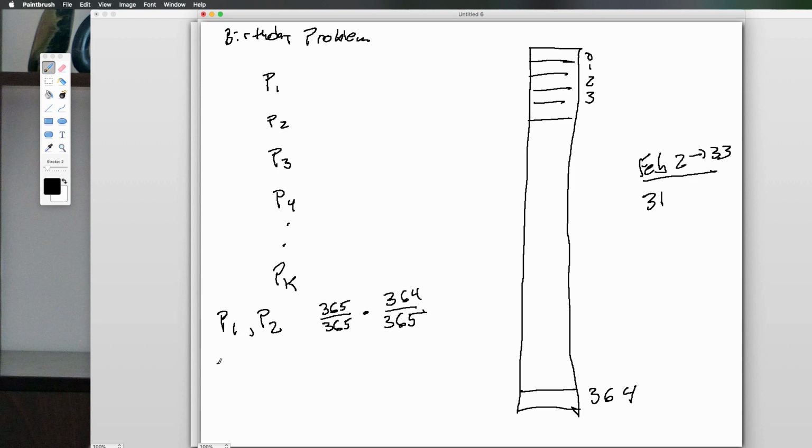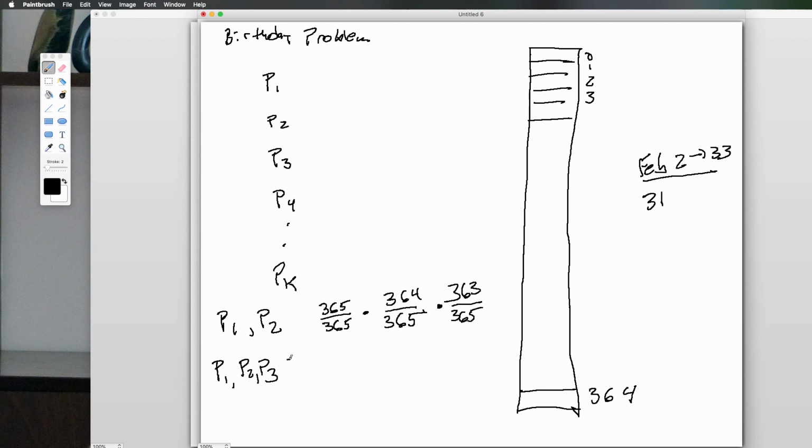If I had three people, the probability that all three of these people have different birthdays would just be, well, here's the probability that two people have different birthdays, and now the third person has to pick from the remaining days. That's going to be 363 over 365.